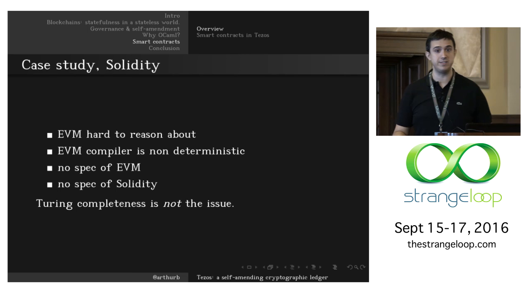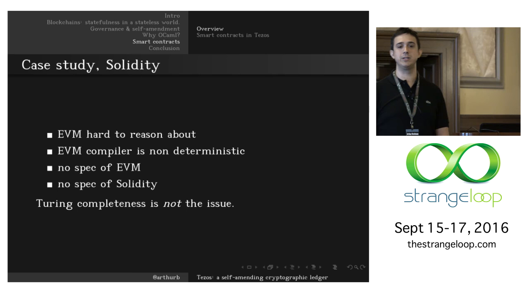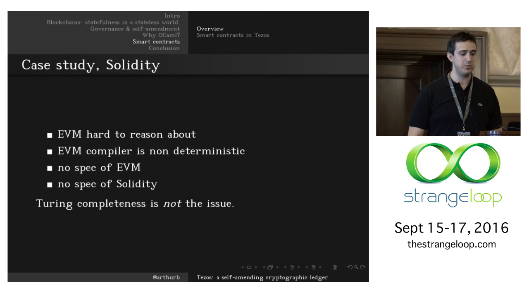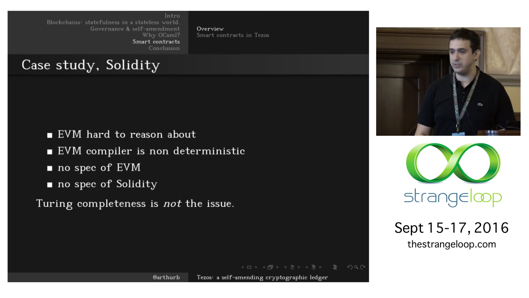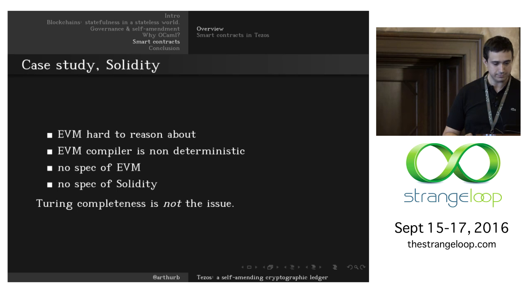Now, when people saw bugs happen with Solidity, they said, well, this is because Ethereum is Turing complete. That's the problem, because of Rice's theorem, we cannot predict anything about Turing complete programs. But that's not the issue, because you can have programs in non-Turing complete languages which are impossible to analyze, and you'll have problems as well. And likewise, you can have programs in Turing complete languages which are easy to analyze because they don't make use of weird features. If you write your program in a straightforward way, it doesn't mean that you can't make a proof about it. So what really matters is how easily you can reason about a program, not whether it's Turing complete or not.